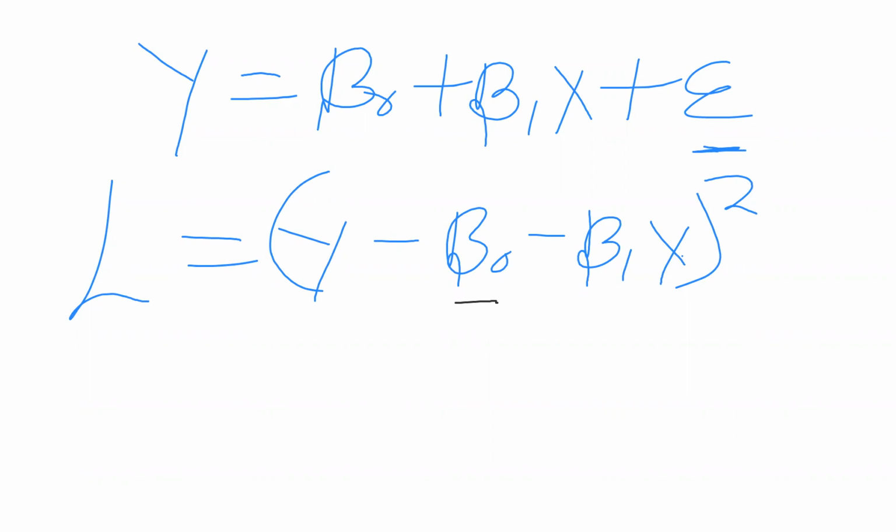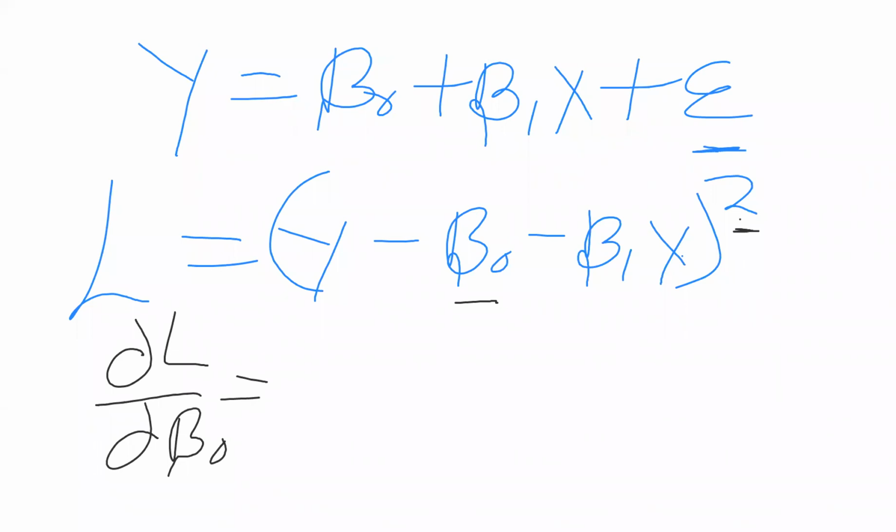If you are differentiating this equation with respect to beta naught, it shall be dL d beta naught, right? That simply means you are differentiating this equation with respect to beta naught. According to the chain rule, you have to drop the power here and keep what is inside the parentheses the same.